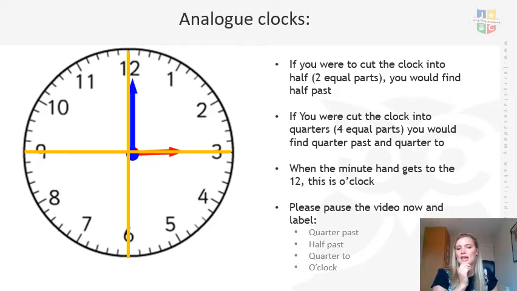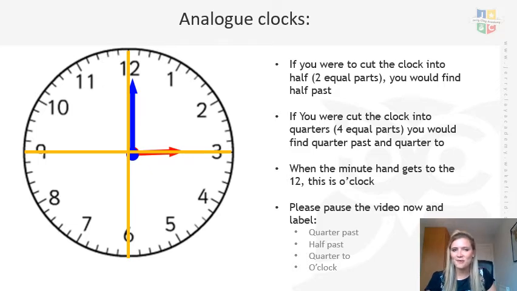Now what I'd like you to do is, if you have a look at my example, I want you to now split it into quarters. So you should have one line going down and one line going across to split your clock into quarters. Now when you do this, you will see that we can now label it differently. So I would now like you to think of where these words would go. So there is quarter past, half past, quarter to, and o'clock. So when that minute hand gets to one of the lines which you have just drawn, what do you think it's going to be? Have a go on yours, and then I will show you the answers.